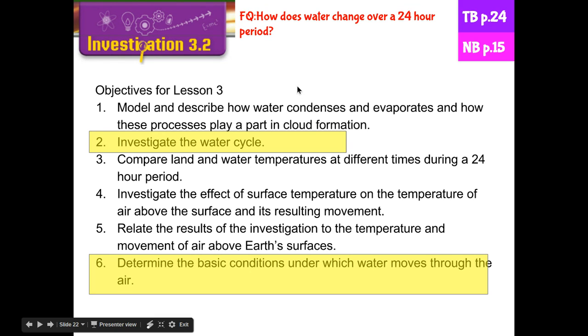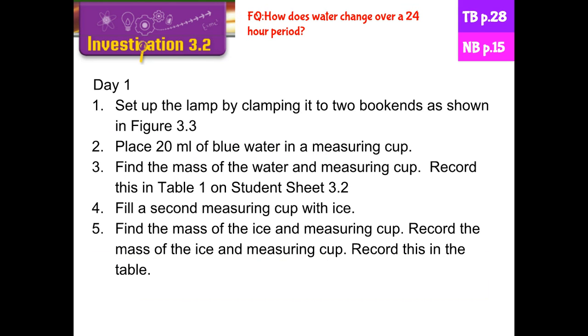During investigation 3.2, we're going to look at the water cycle and how water changes over 24 hours. And we're going to determine the basic conditions in which water moves through air. So you're going to be observing how water under a light is going to change over 24 hours. For this lab, it's kind of a recipe lab. It's going to tell you exactly what to do. You're going to begin by putting lights out, which your teacher will probably have out for you.